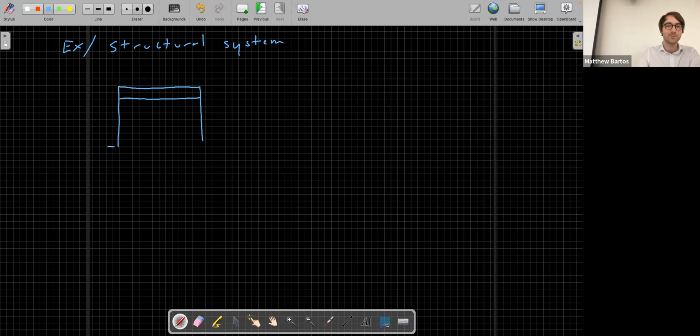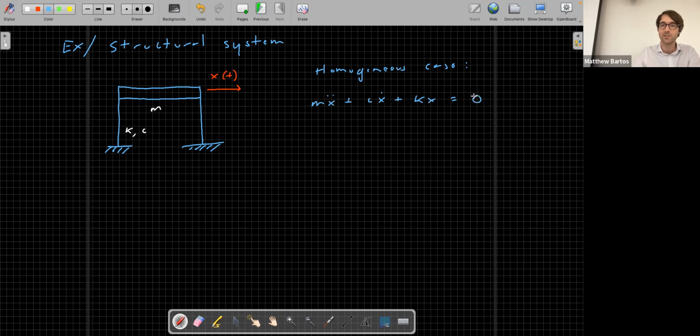So we have our old friend, the structure, which has some mass m and has stiffness and damping, and it's being induced with some displacement. We're going to look at just the homogeneous case right now. Laplace transform will still help us here. We have that our equation of motion is given by m x double dot plus c x dot plus k x is equal to 0 for the homogeneous case because there's no force input.